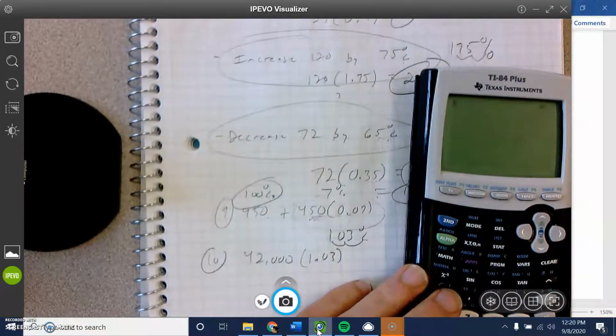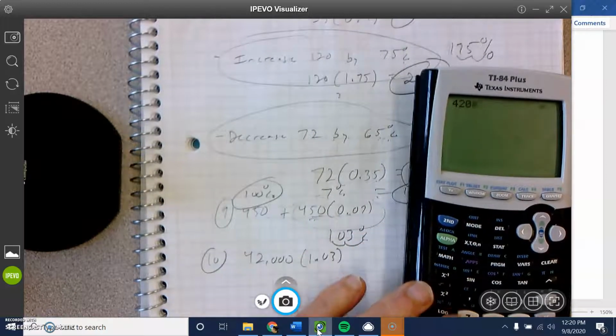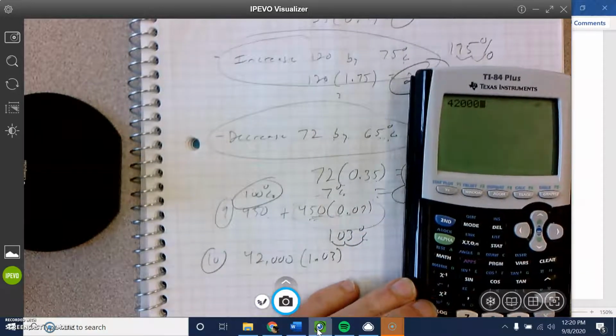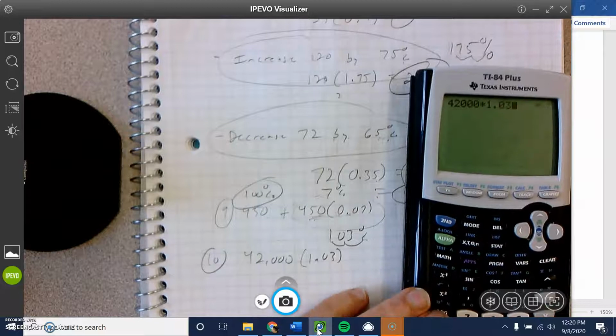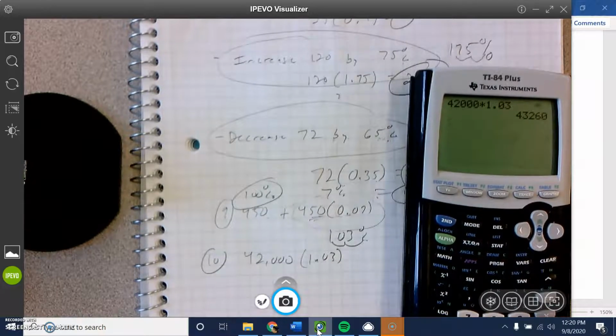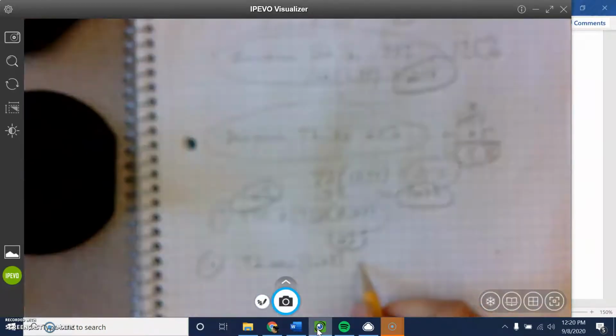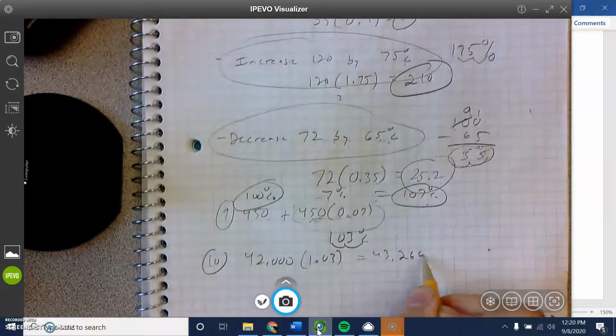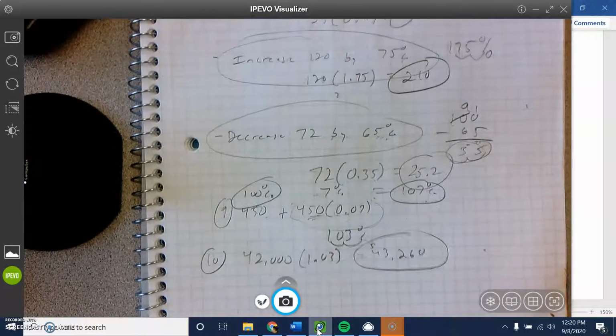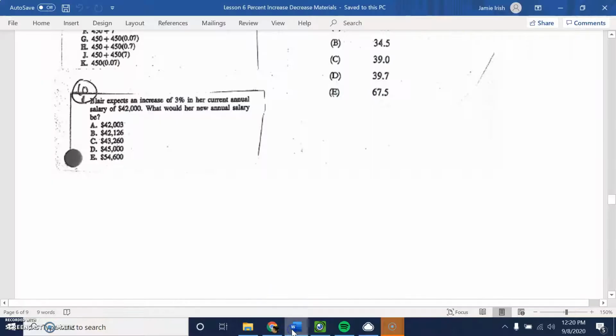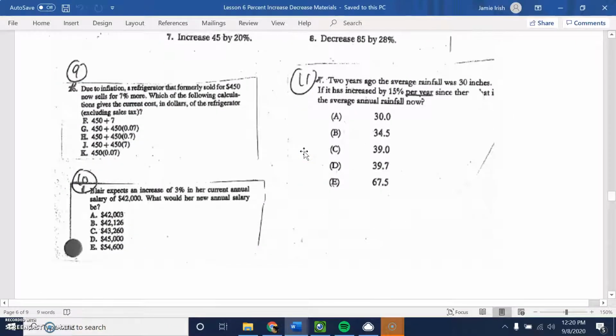So I'm going to get, it's a real ACT question. Hopefully it's on the test. I'm going to get my 42 times 1.03. Dude. $43,260. Hopefully you got that. $43,260. So we get C.